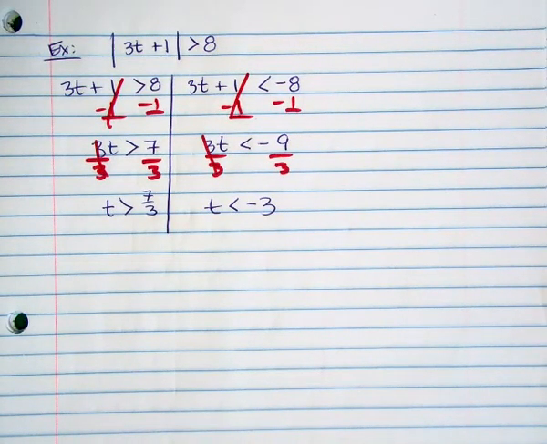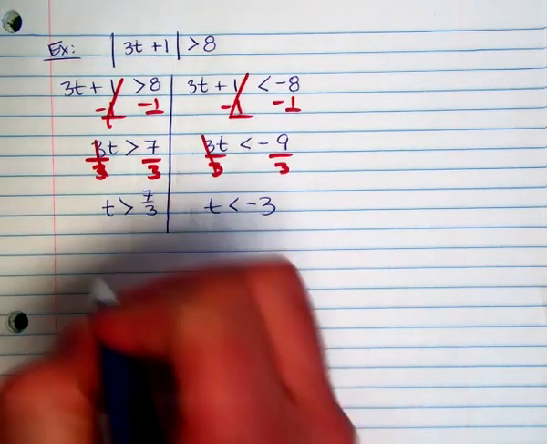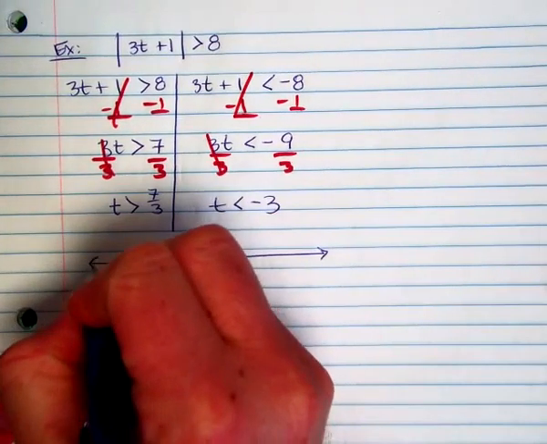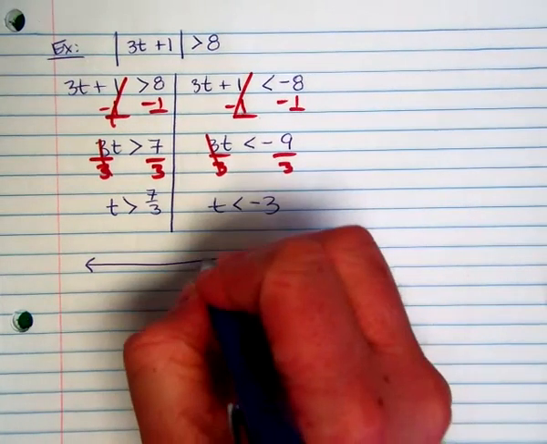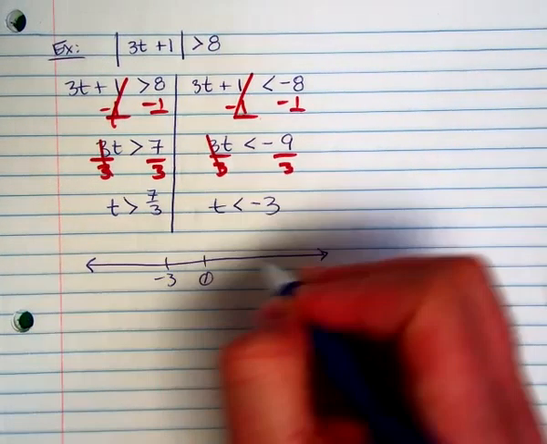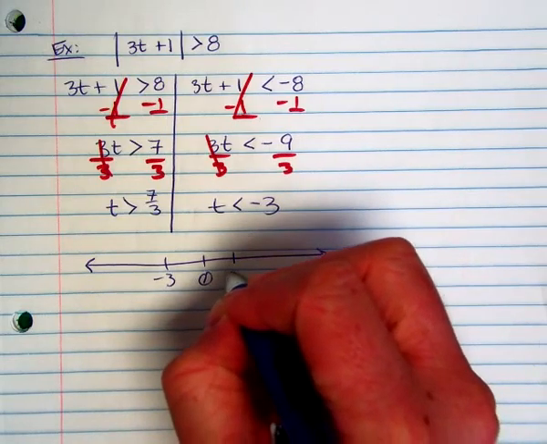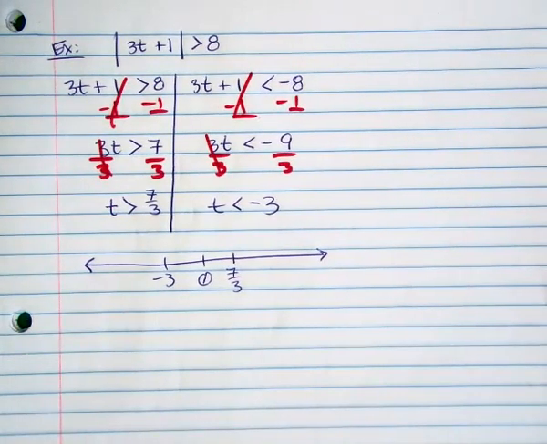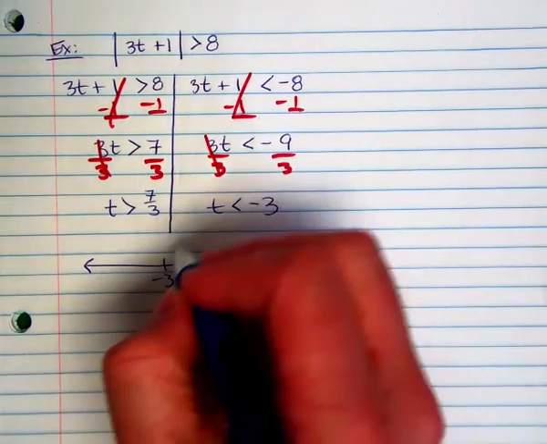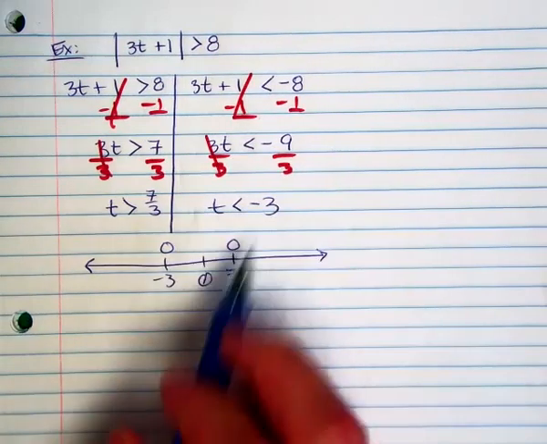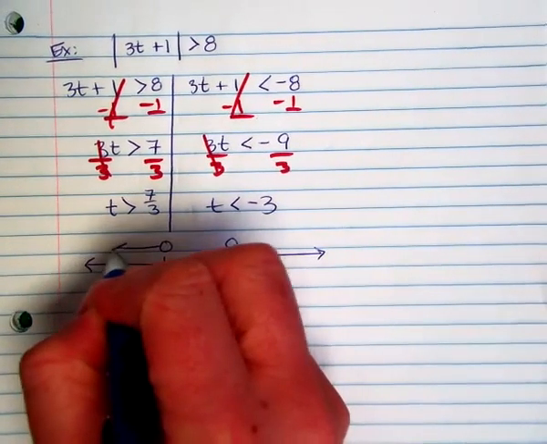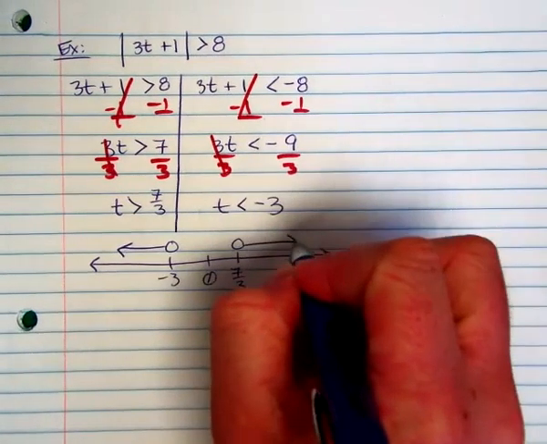If you were asked to graph this, which you aren't always asked, but if you're asked to graph this, you just graph both of them together on a number line. There's 0 and negative 3 and positive 2 1/3, or 7/3. Neither one of those is underlined, so we have empty circles. Less than negative 3, so it'll point left. Greater than 7/3, it'll point right.